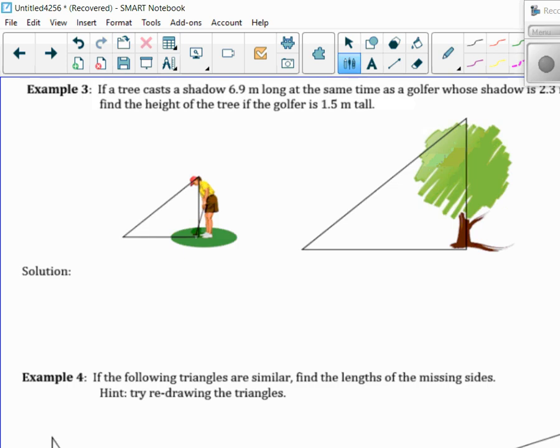Yeah. So if a tree casts a shadow 6.9 centimeters long, at the same time a golfer whose shadow is 2.3 meters long, I said centimeters for the first one, it was meters. Find the height of the tree if the golfer is 1.5 meters long. So we did this in grade 9. You may not remember it, but we did. So tree casts a shadow of 6.9, so 6.9 is here.